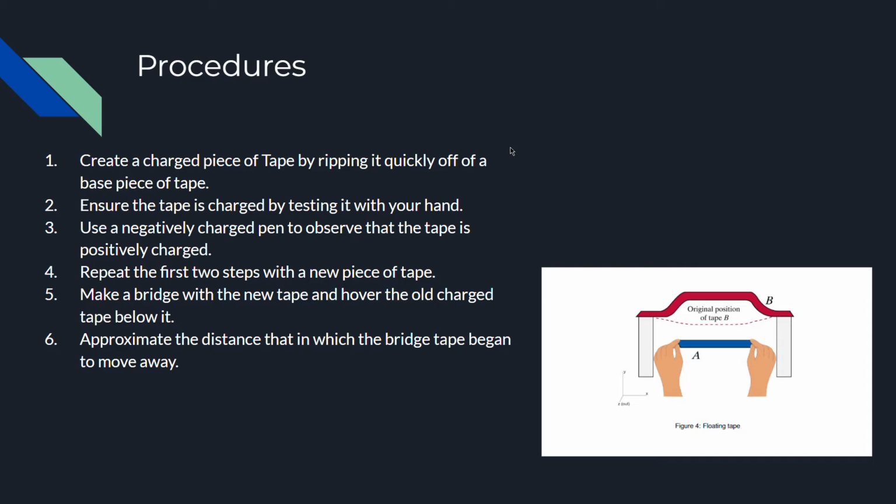Our procedures are the exact same from our first lab. We create a charged piece of tape by ripping it quickly off a base piece of tape. We have to ensure this piece of tape is charged by testing it with our hand. Then we could use a negatively charged pin that we use our hair to rub on to get that charge to observe that the charged tape yields a positive charge. And then we repeat these previous steps to make another piece of charged tape so we can make a bridge of sorts using a second piece of tape.